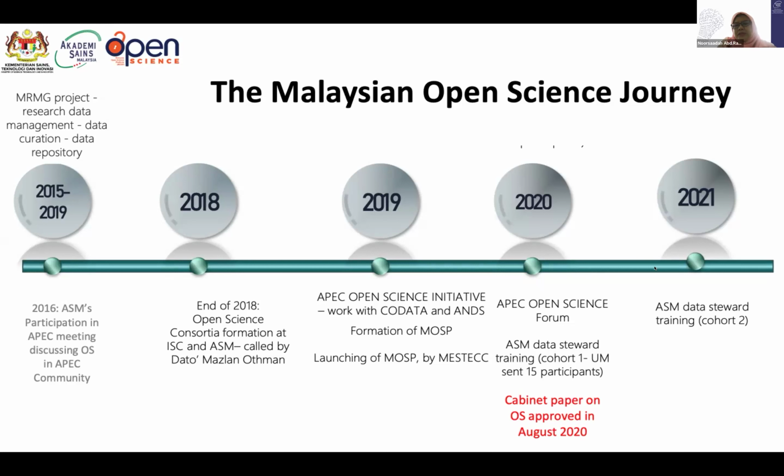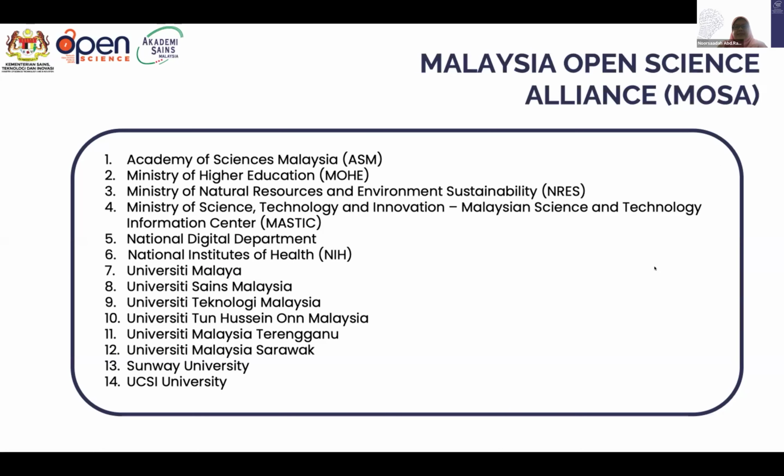The first phase of the Open Science Initiative began in 2020, when our cabinet approved an open science paper in August. With this, we started working on the open science platform that we were going to put in place. The alliance originally comprised 9 members, but now we are in phase 2 and have increased the alliance members. The Malaysian Open Science Alliance is a steering committee that ensures the open science activities are being carried out, and how they are being carried out.